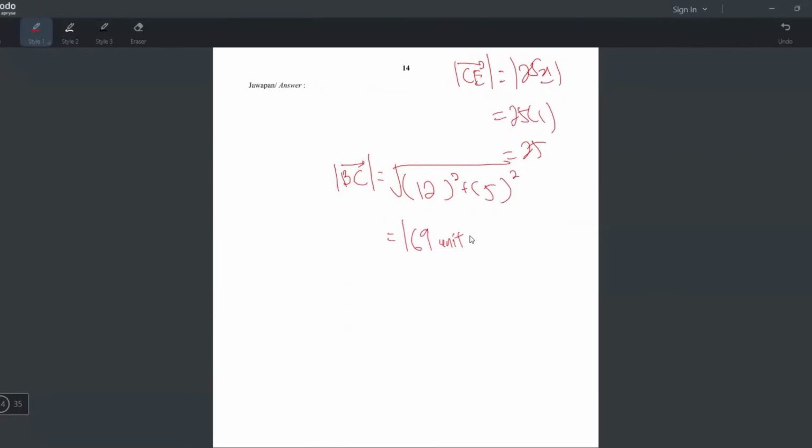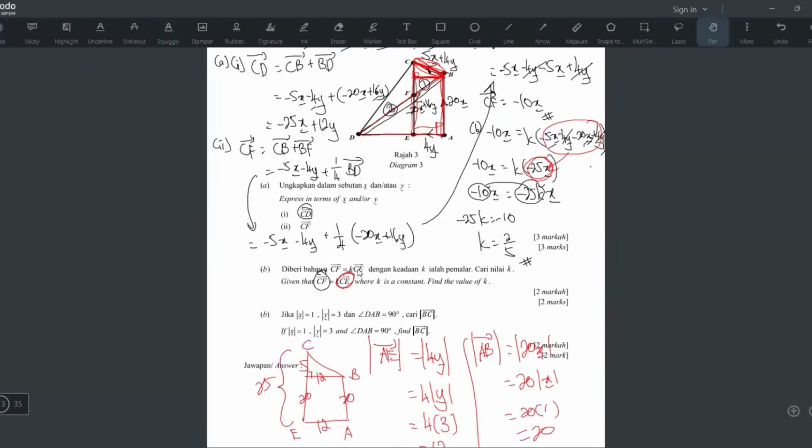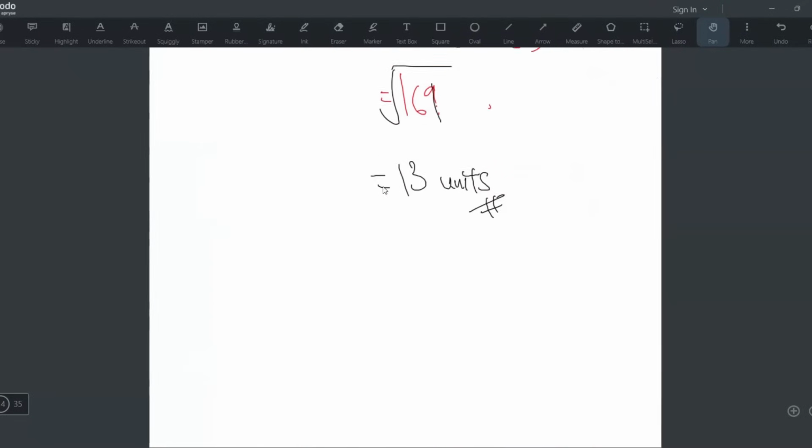And then just write units. Okay, no, no, wrong, wrong. 169 is not yet square rooted. Square root of 169 is 13. And then only write units. So that is the magnitude of BC. Alright, that's how I would do it. Hope you understand. Okay, let's continue.